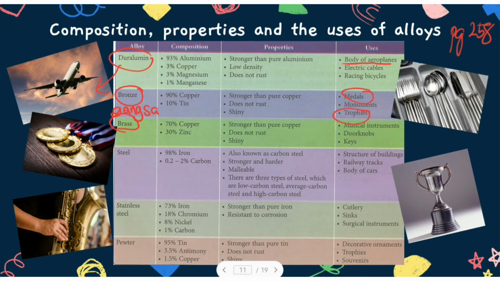Then we have brass. Brass is loyang. 70% copper and 30% of zinc. Stronger than pure copper, does not rust and shiny. So usually they use brass to make musical instruments.